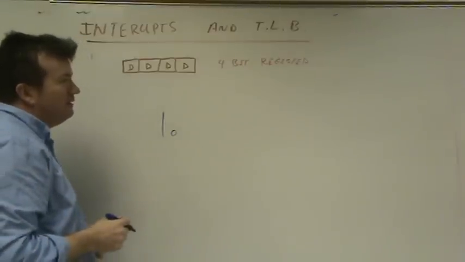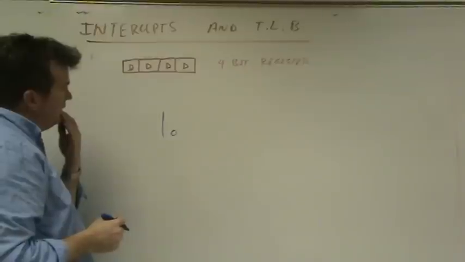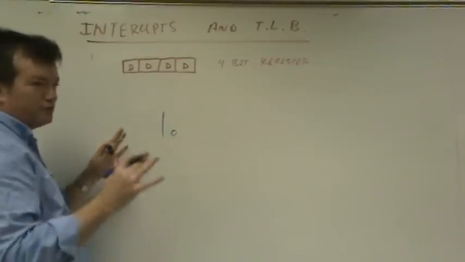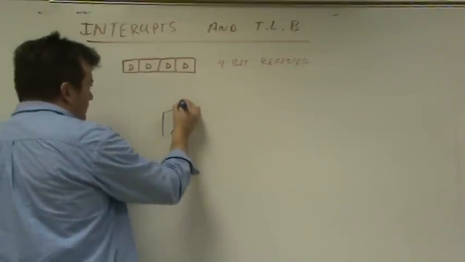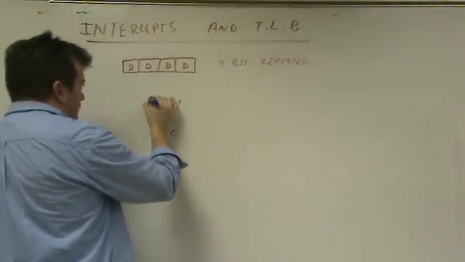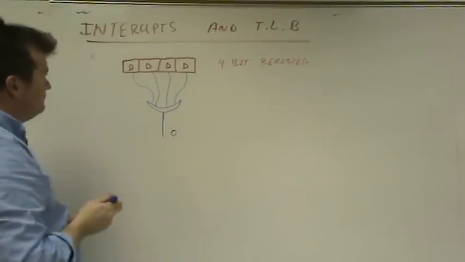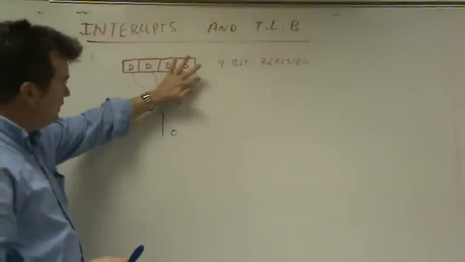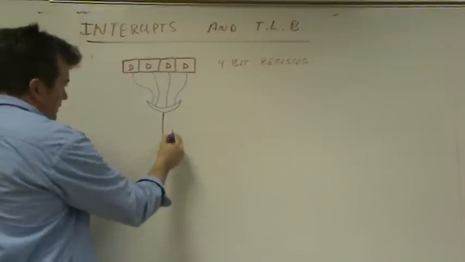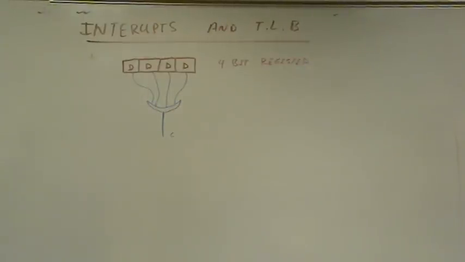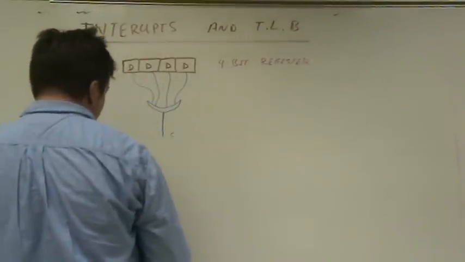An AND? If they're all 0, the output should be 0. So we could just OR them together. Oh, yeah. Right? And remember from the electronics, we can make a multi-input OR gate. And we could just go like this. So if any one of these was a 1, this is going to be a 1. If they're all zeros, this will come out 0. Okay, so we'll use that in a second.